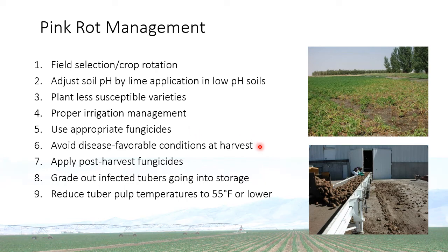Growers can avoid disease-favorable conditions at harvest. The use of post-harvest fungicides can be done also if there is disease in the field prior to harvest, and that will protect potatoes going into storage, and we'll mention that for just a moment. You can also grade out infected tubers going into storage, and that's what's shown in this photo down here in the bottom right. And once they're in storage, if you can get the pulp temperature to 55 degrees or lower, as soon as you can do that, that will delay the development of pink rot.